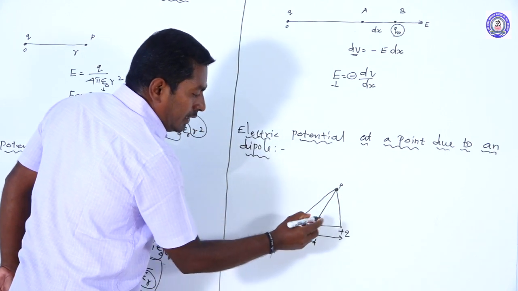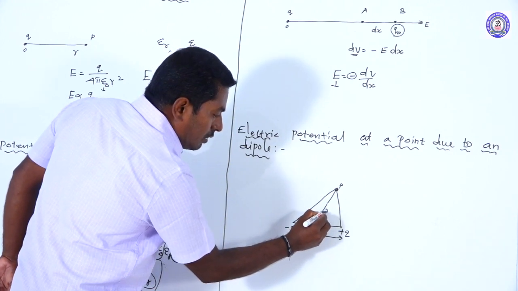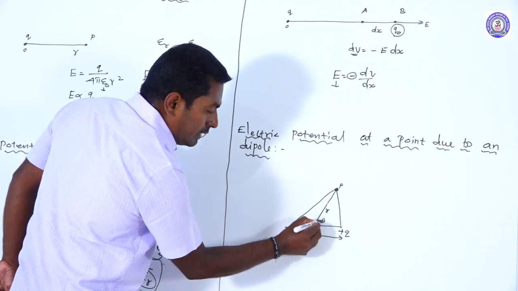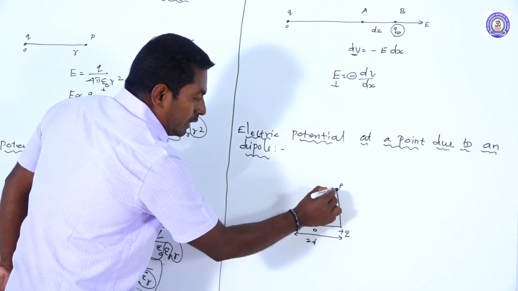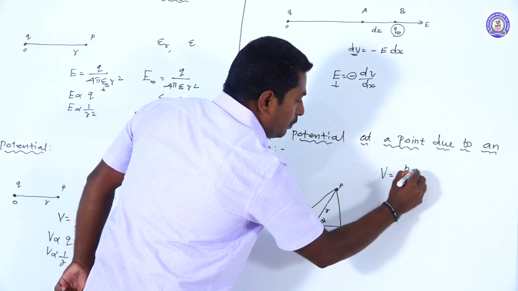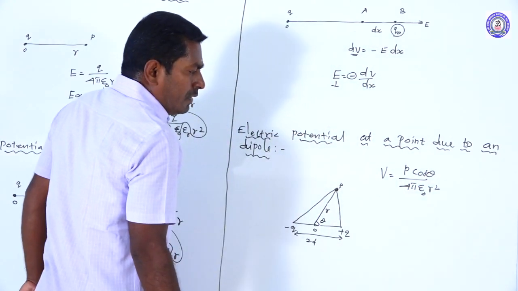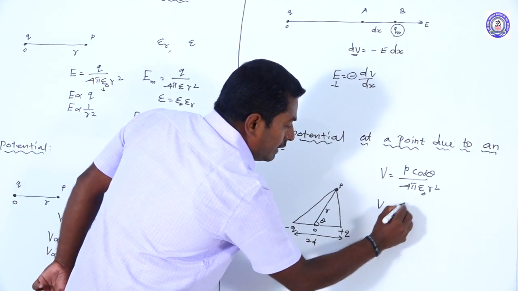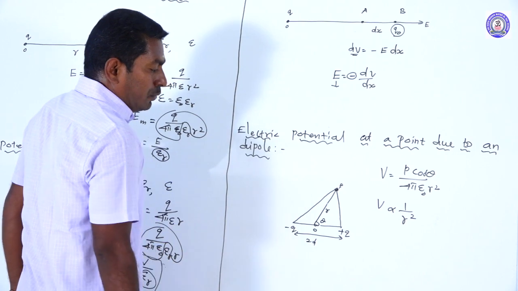Our aim is to determine the electric potential at a point P due to an electric dipole. R is the distance of the point P from the midpoint of the electric dipole. Theta is the angle between the PO line and the axis of the electric dipole. The electric potential at this point P due to an electric dipole is V equal to p cos theta divided by 4 pi epsilon naught R square. So the electric potential at a point P due to an electric dipole is inversely proportional to the square of the distance of the point from the midpoint of the electric dipole.